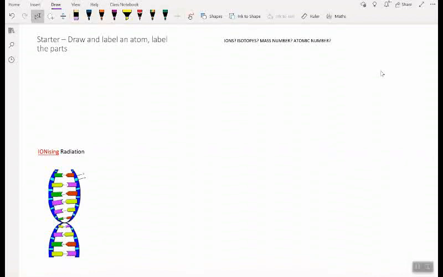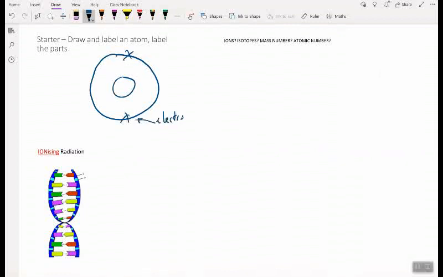GCSE radioactivity. So first off, we need to do a little basic chemistry revision. First off, we're going to quickly draw and label an atom, see if you can do it. So just the basic structure. On the outside, you have your electrons. What have we got on the inside? Our nucleus. What's in our nucleus? Our nucleons, which are our protons and our neutrons.